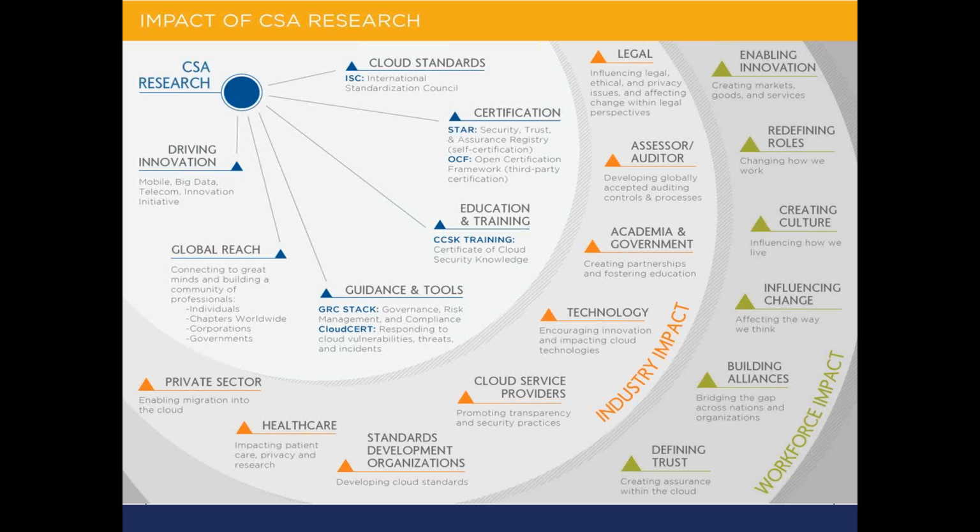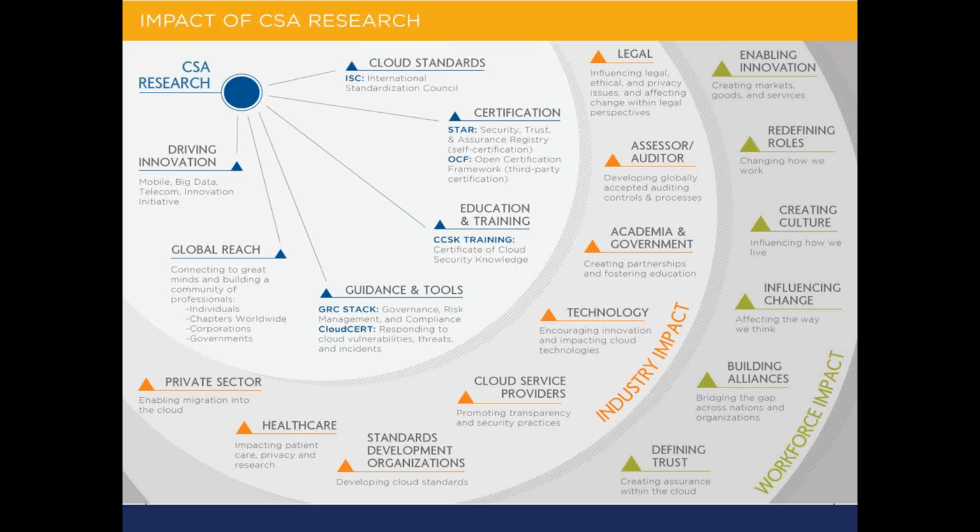The impact of our research has actually gone much further than we originally envisioned. Our first document was something called the Security Guidance for Critical Areas of Focus in Cloud Computing, version 1. That was released at RSA in 2010. And we're now in our fourth version, version 3. We released version 1, version 2, 2.1, and now version 3. And that document really is the starting point for enterprise consumers looking to the cloud for areas of focus, things that they have to be concerned about.